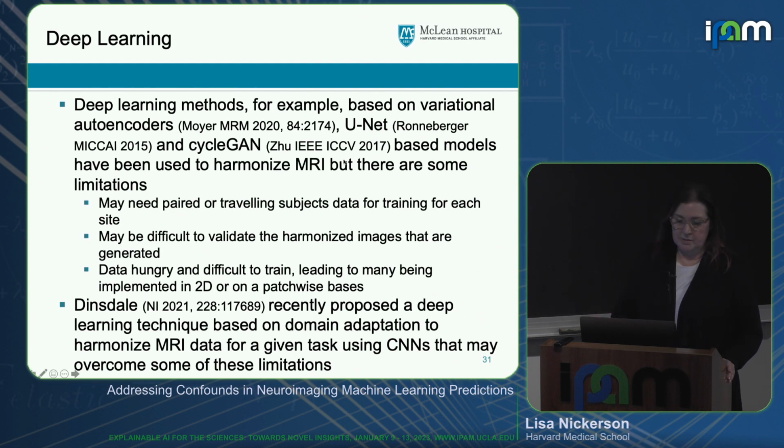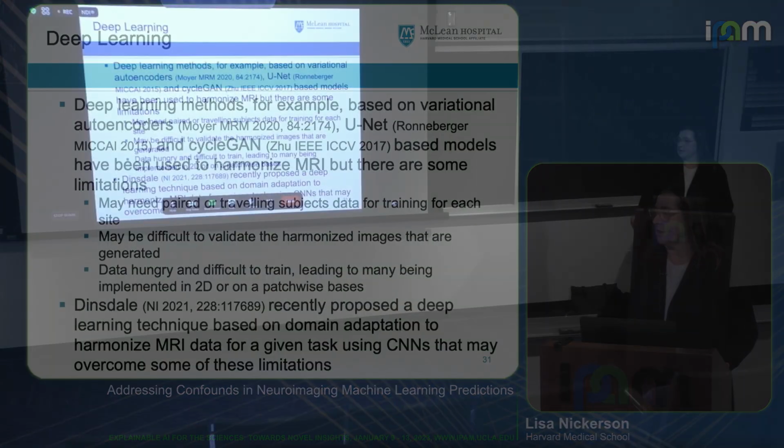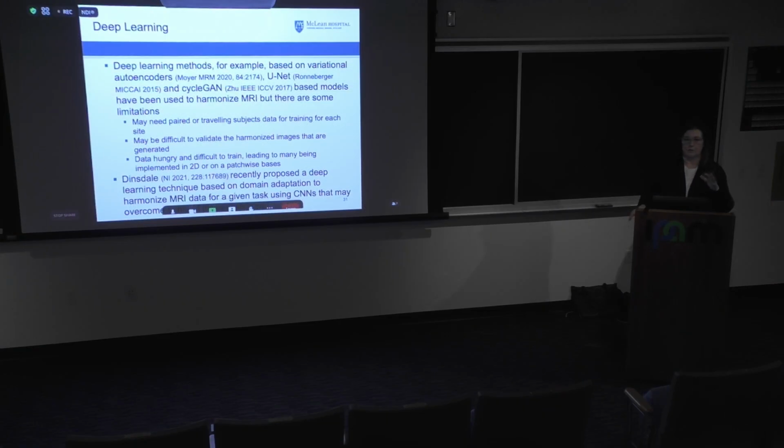Okay, so there are a lot of different methods. There may be some limitations to the methods. You might need paired or traveling subjects data for training for each site. It may be difficult to validate the harmonized images that are generated from deep learning methods. These methods are also data hungry and difficult to train, and that has so far led to many of these methods being implemented in 2D or on patchwise bases. So we're not necessarily denoising the full 3D volume, just slices or something like that.